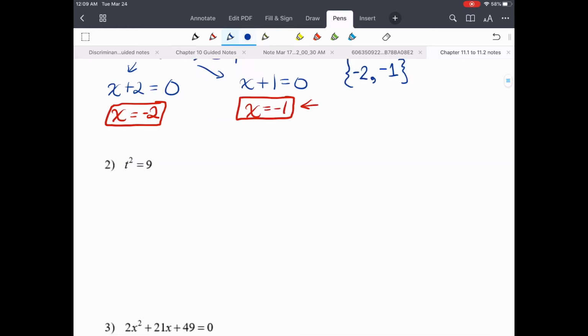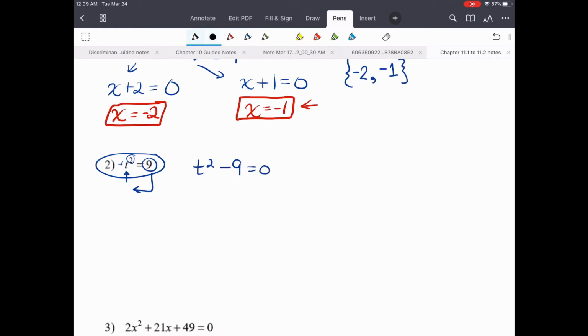All right, now down here, you'll see for number 2, it is not in that standard format. And so what we want to do is get everything over to one side. We want that leading squared term, and I know that's t squared, to be positive, which it already is. And then let's move this 9 term over. And so when we move that 9 term over, we're going to get t squared minus 9 equals 0.